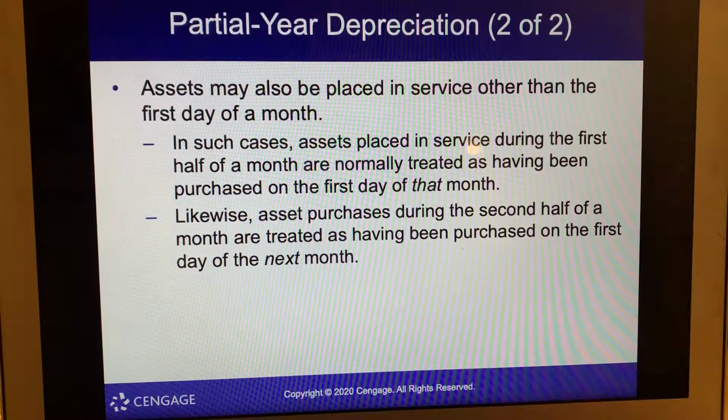Assets may also be placed in service other than the first day of the month. In such cases, assets placed in service during the first half of a month are normally treated as having been purchased on the first day of that month. Likewise, assets purchased during the second half of a month are treated as having been purchased on the first day of the next month.